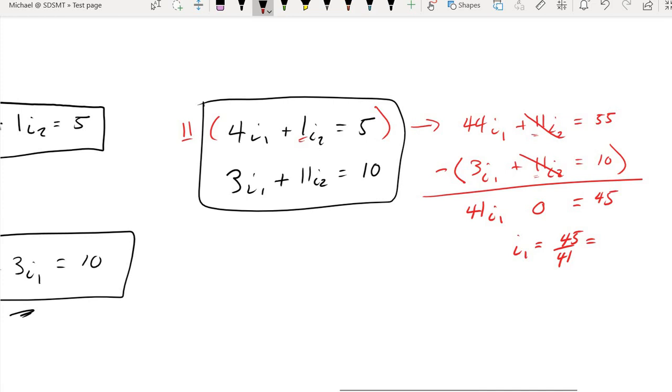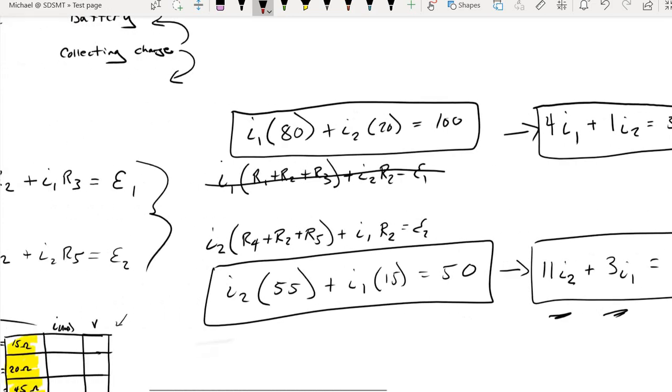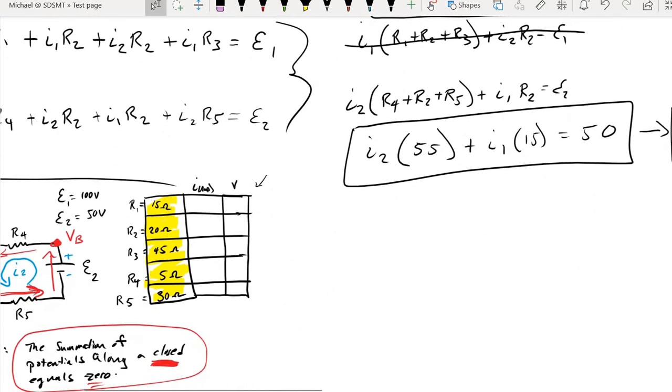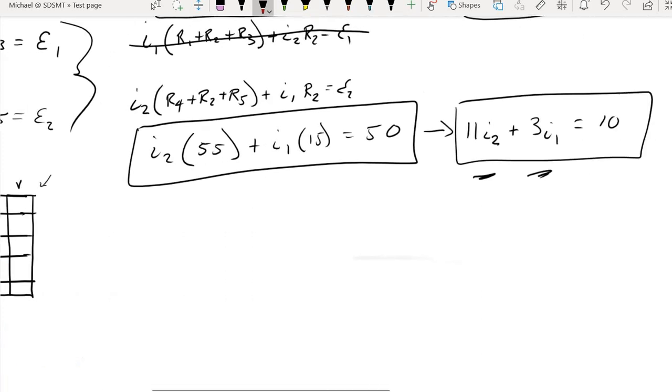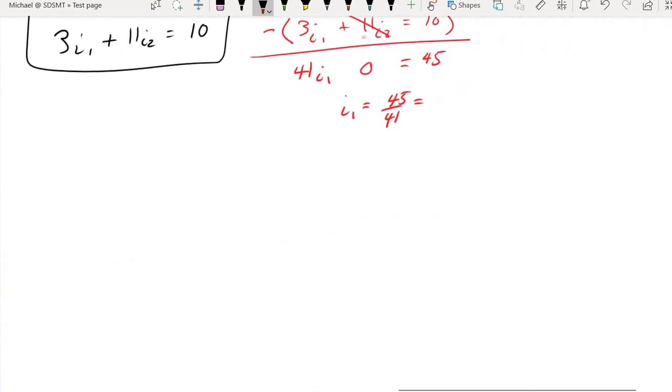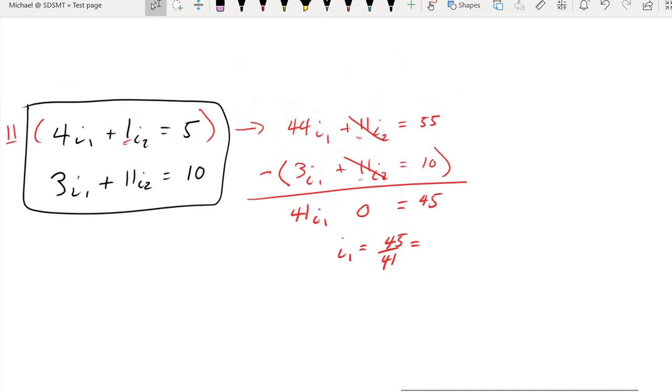Which is not a very clean outcome, but this is what happens when you make up the numbers on the fly. I just made up all these values here, but there's no reason why the algebra shouldn't be able to tell us what our answer is. So 45 divided by 41 equals, and I'm getting 1.0975, so I'm just going to round that up to 1.1 amps.